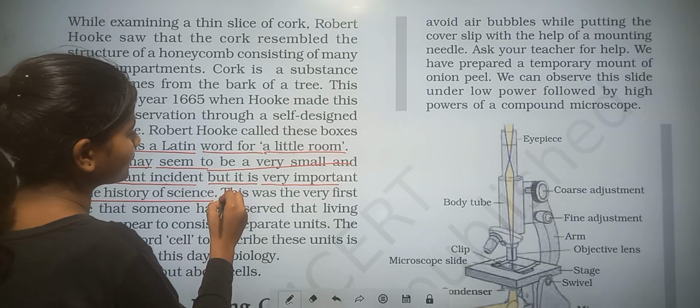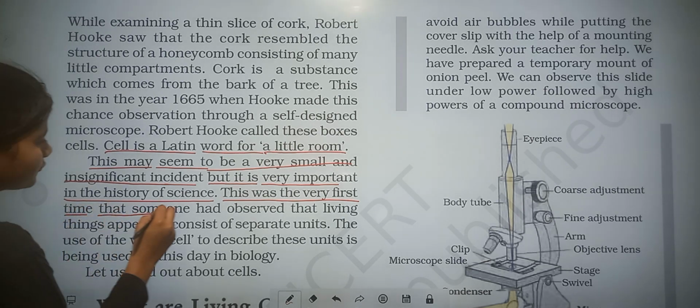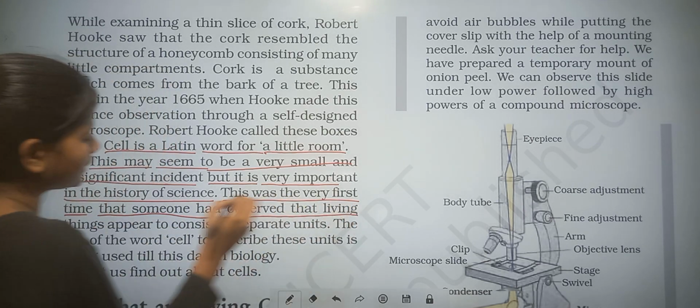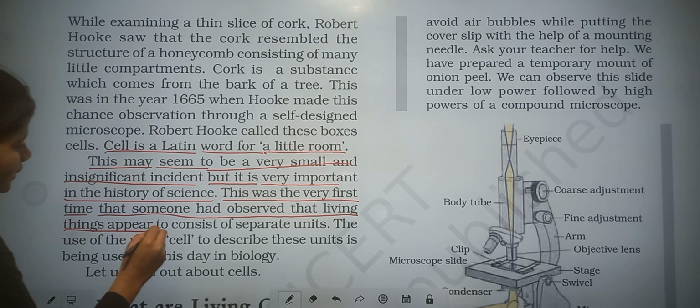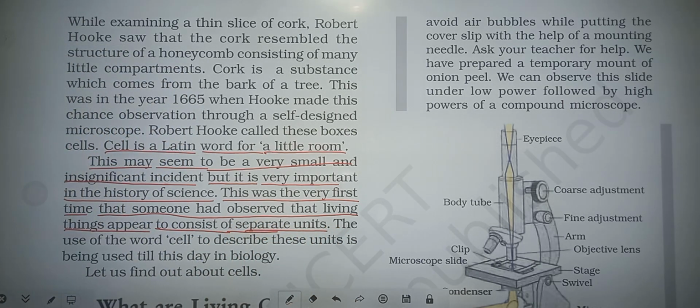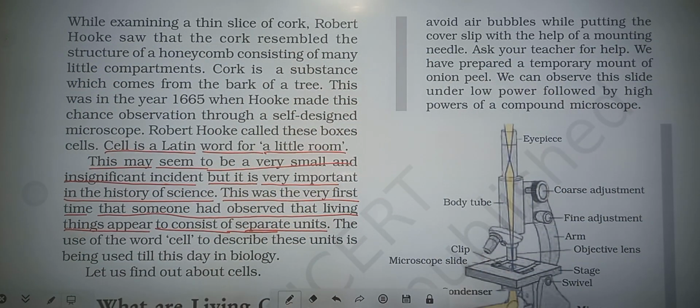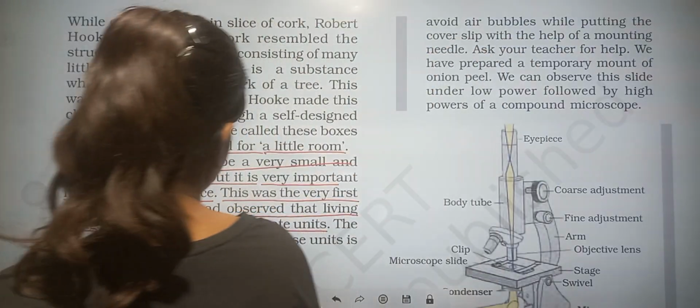Okay. This was the very first time that someone had observed that living things appeared to consist of separate units. This was the first time that someone had observed that living things appear to consist of separate units called cells. Okay.